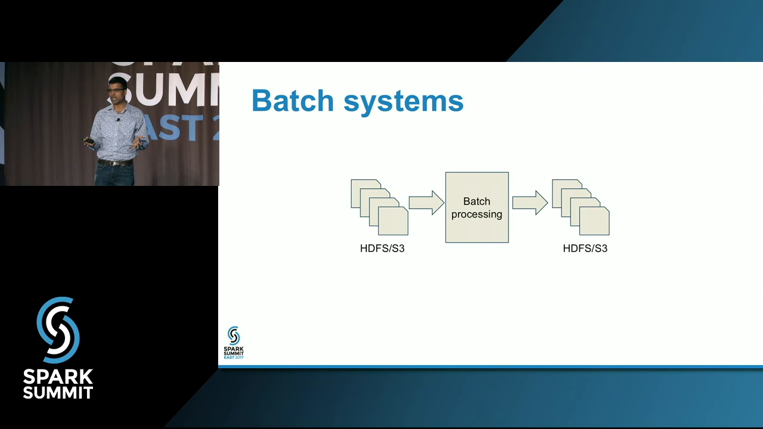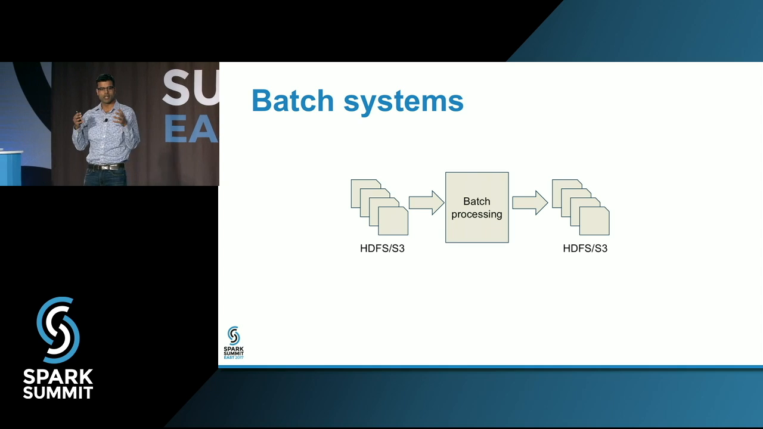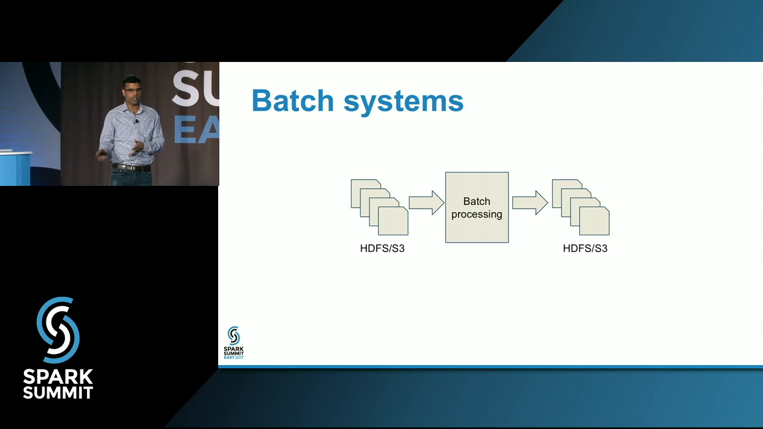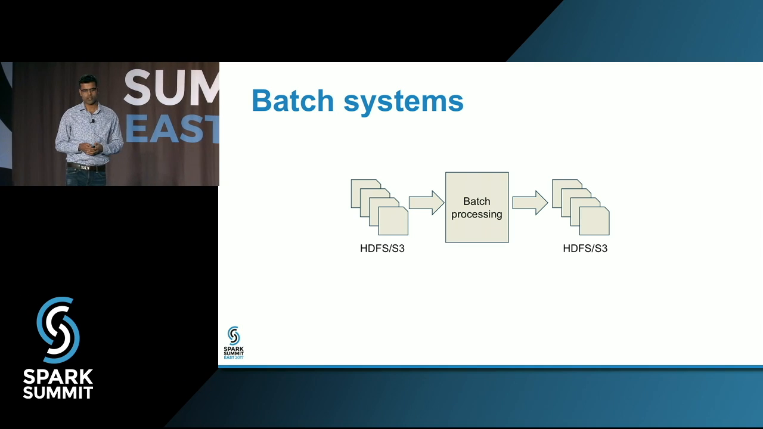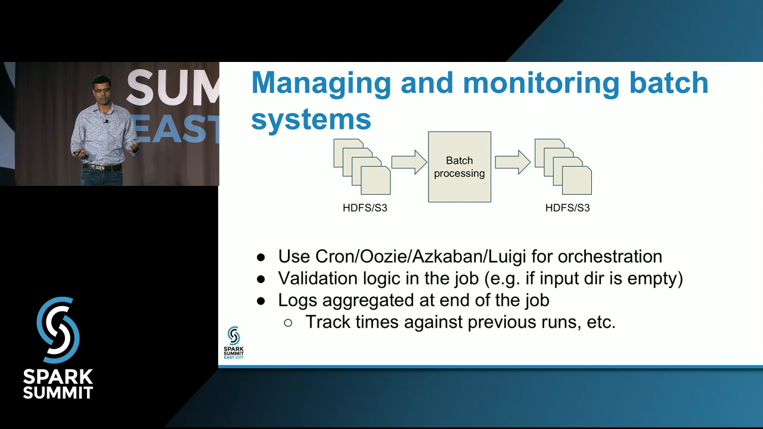This is an example of a batch job, right? So you've got a bunch of data in HDFS or S3, then you've got some batch process, and then you write this data back to HDFS or S3. Pretty simple. Managing and monitoring in this batch job is pretty simple as well. You use something like cron or Oozie or Azkaban or Luigi or a slew of other tools to orchestrate your thing. You may have some validation logic in your job. If the input directory is empty, then you spit out an email saying like, geez, we were expecting some input and it's empty. And you can also track the times that your batch jobs took, right?